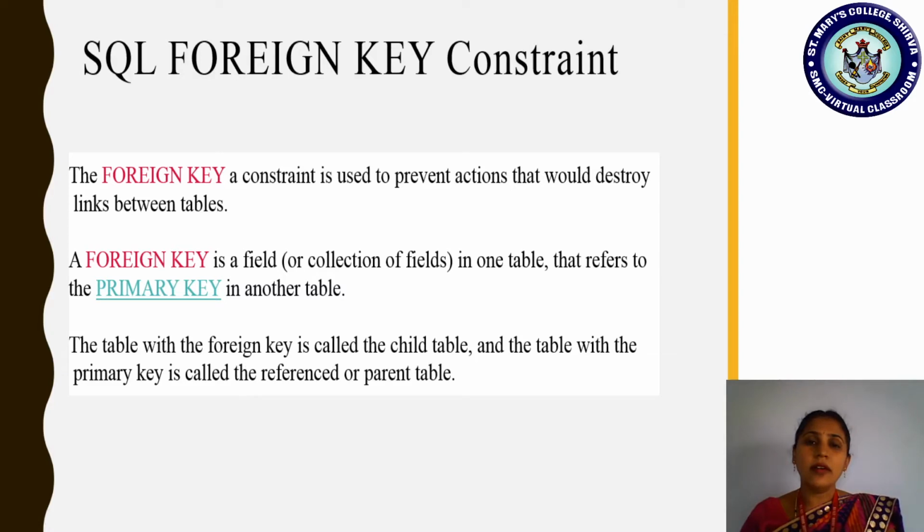For example, the employee relation is now having SSN as its own primary key. Along with that, it is having DNO, which is the primary key of which one? Department relation. It means the department number in the employee relation acts as a foreign key. So the employee table with the foreign key, that is the department number, is called the child table. And the table with the primary key is called the referenced or parent table.